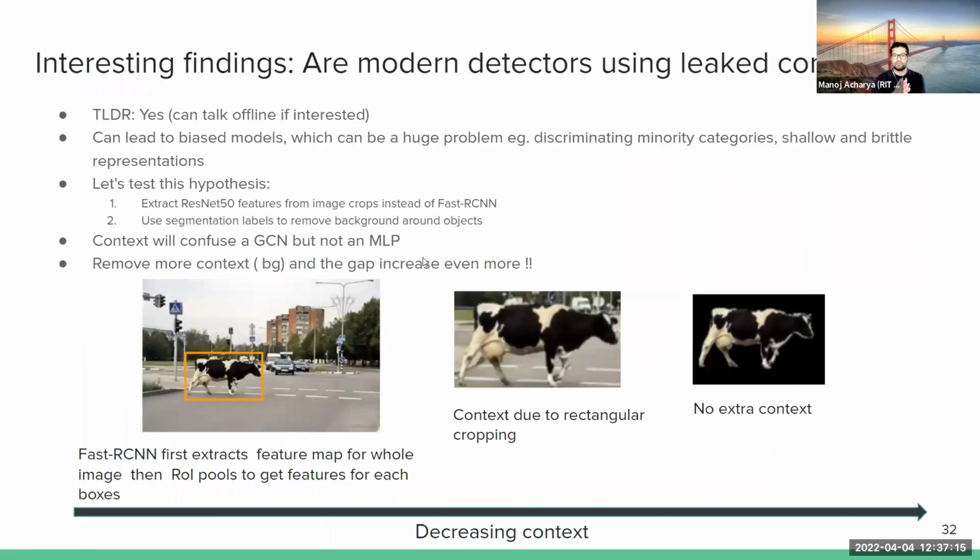Another interesting finding that I want to point out is that we were investigating whether the modern detectors are using context, and it turns out they are. The implication of this is that this can lead to biased models. Bias is a huge problem in the AI community, where models are discriminating against minority categories, and this can also lead to shallow and brittle representations. This is not the main finding of our paper, but I'll be happy to talk about this offline if somebody wants to.